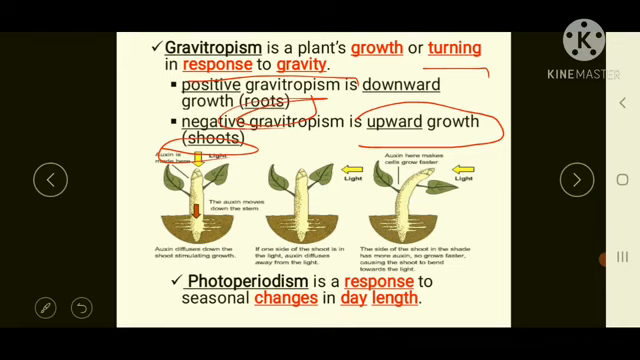Here in this figure we can see that there is a high concentration of auxin due to the presence of sunlight. The auxin diffuses downwards and is concentrated here, so the plant forms the root. This method is known as positive gravitropism.